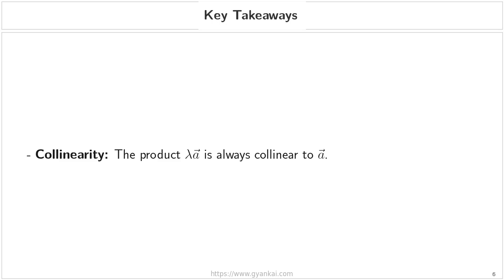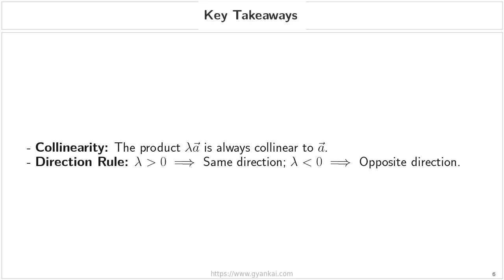First, let's revisit the concept of collinearity. Remember that when we perform scalar multiplication, the resulting vector, lambda vector A, is always collinear to the original vector. This simply means that no matter how much we stretch or shrink the vector, it stays on that same line or a parallel path.